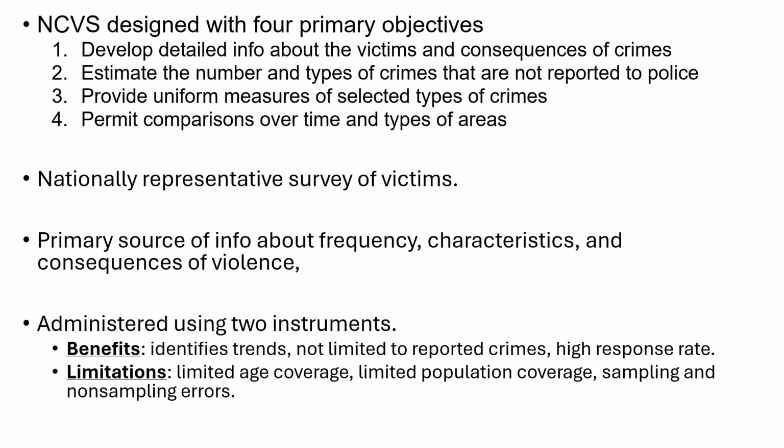So the NCVS is a national representative survey of victims, and it's our primary source of info about frequency, characteristics, and consequences of violence. With the NCVS, there is random sampling, and once a household is picked, all members ages 12 and above are interviewed. Those interviews are every 6 months for a 3-year time span. The first and fifth interview are held in person. So it is a person-to-person interview, face-to-face interview. All of the other interviews are held via phone. That's a little bit about the methodology.